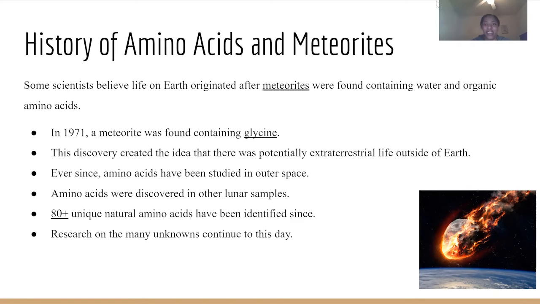Now, in 1971, data collected from the properties of a meteorite showed that the amino acid glycine was present in it. And in fact, over 80 unique amino acids have been identified on meteorites. Ever since these discoveries, it is evident that amino acids reside in outer space as well as on Earth.